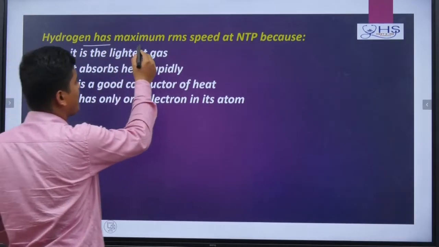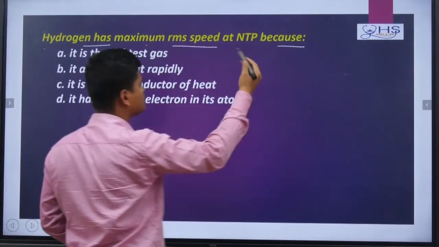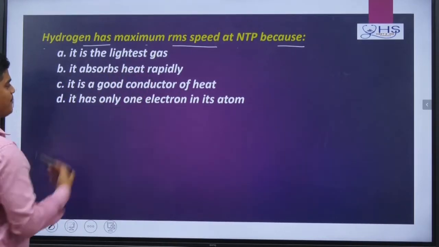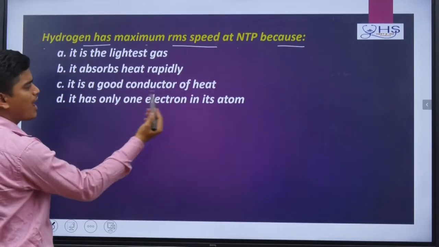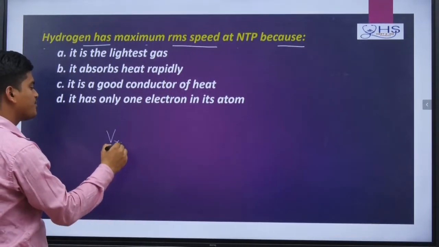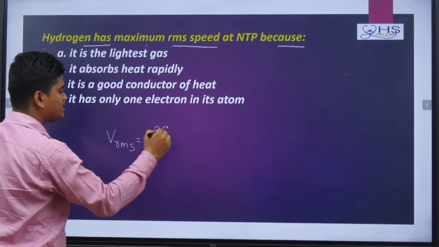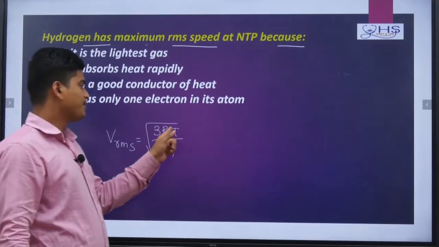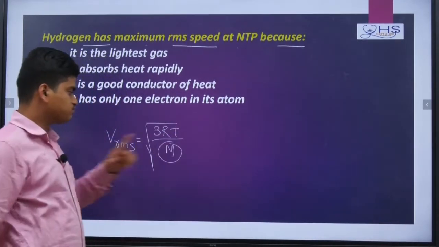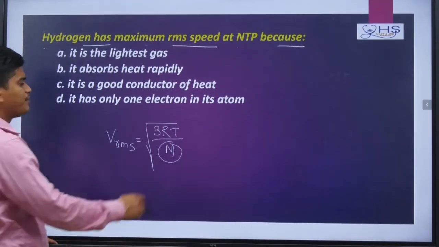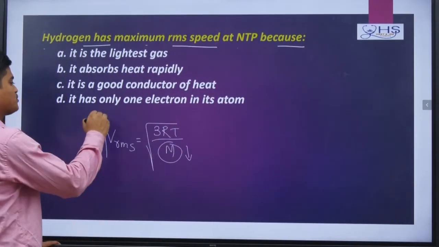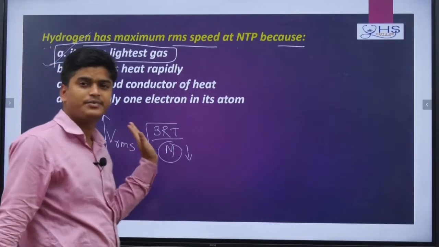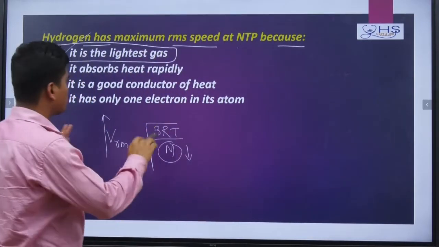Hydrogen has maximum RMS speed at NTP because of what? Option A says it is the lightest gas; others say it absorbs heat rapidly, it is a good conductor of heat, it has only 1 electron in its atom. Just now you understood, if you are talking about RMS speed, then it is root under 3RT by M. If temperature remains constant, then it depends on the molecular weight, and if the molecular weight is less, then Vrms will be more. So here our answer will be: it is the lightest gas, that is why its Vrms is more. Okay, now we will go to the next question.